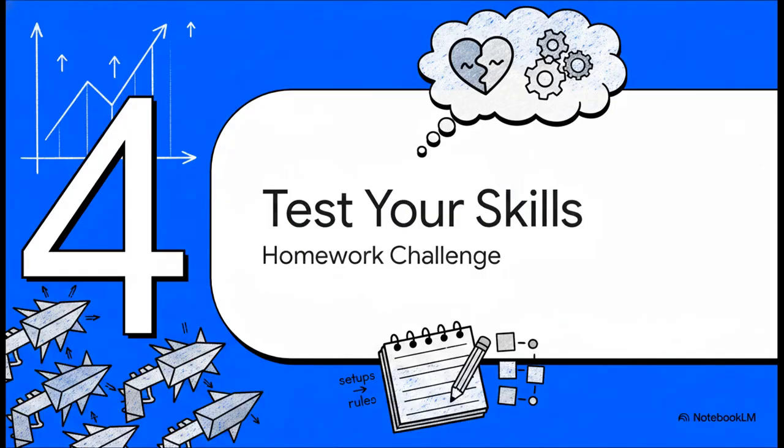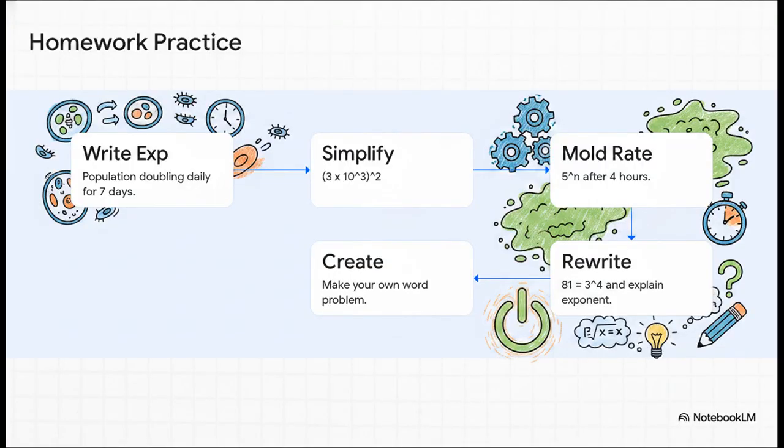Section 4. Test your exponent skills, the homework challenge. All right, I strongly encourage you to grab these math weapons we just talked about and tackle these 5 practice steps. Think of them as a mini challenge. Step 1, write an expression for a population that doubles daily for 7 days. Got it? Step 2, simplify the expression, in parentheses, 3 times 10 to the 3rd squared. Think back to that virus example.